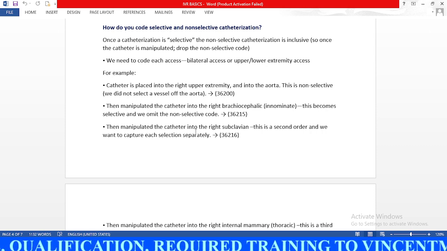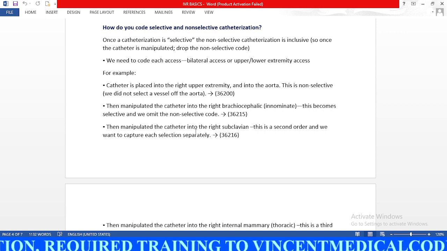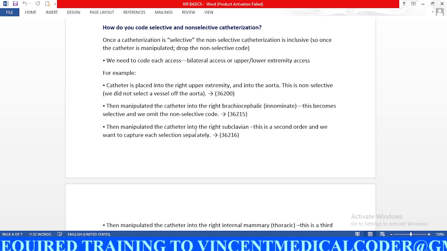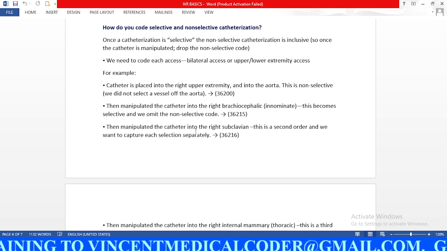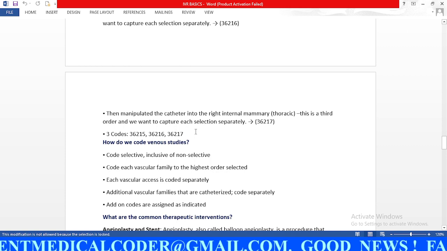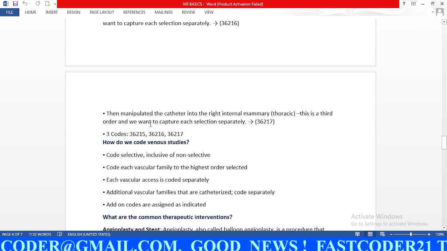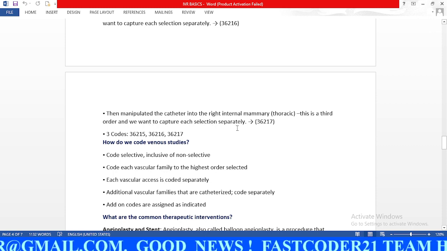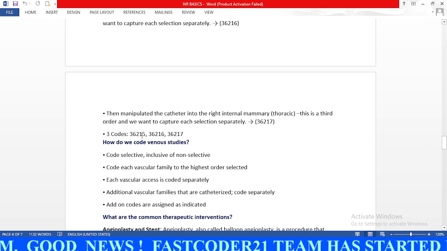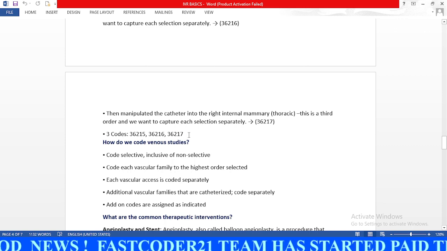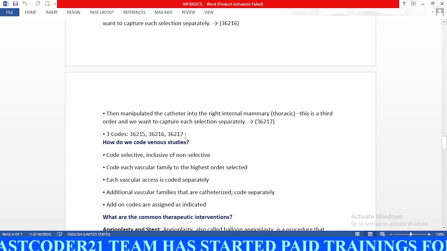So then from the first order the physician manipulated the catheter into the right subclavian. This is the second order and we want to capture each selection separately. So here we need to code 36216. Then the physician manipulated the catheter into the right internal mammary artery. This is the third order and we want to capture each selection separately. This is 36217. So here we need to code 36215, 36216, 36217, as 15 is first order, 16 is for second order, 17 is for third order.